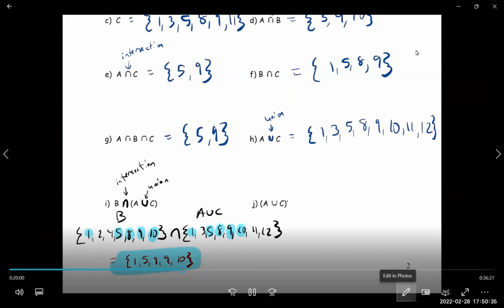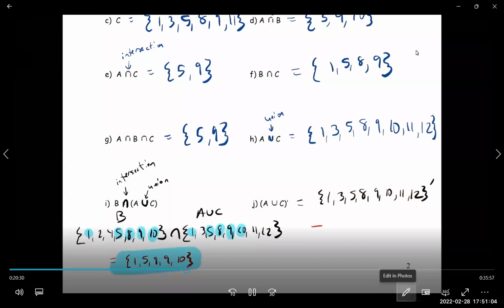All right, now we're going to do the A union C, and then we want the complement. So what you can do is just take the complement of this, right? Because this is A union C. So let's just write that. And then complement. So the complement means everything except those, right?